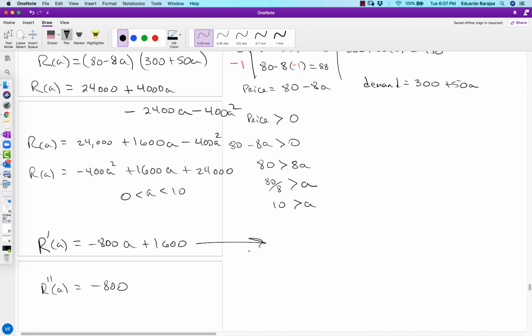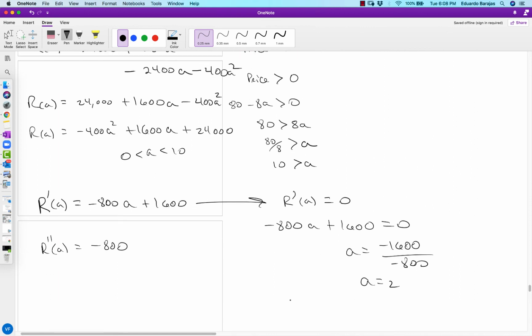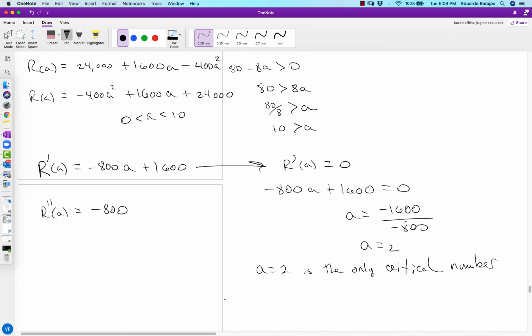Okay, so now looking at this guy, if we set R prime of A equal to 0, we get negative 800A plus 1,600 equals 0. So A equals negative 1,600 divided by negative 800, so A equals 2 as our critical number. Right? 2 is in our domain, so A equals 2 is our critical number. A equals 2 is the only critical number. And we get that from the fact that R prime of 2 equals 0.